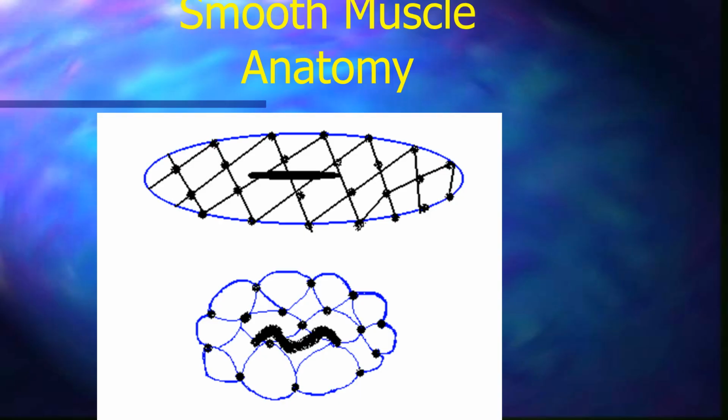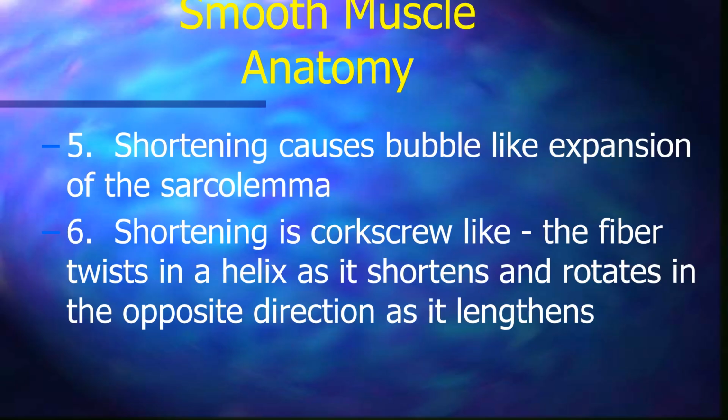Shortening causes a bubble-like expansion of the sarcolemma. The shortening motion is corkscrew-like, as the fiber twists in a helix as it shortens and rotates in the opposite direction as it lengthens. There are two main types of smooth muscle: single unit and multi-unit. Smooth muscle is much smaller than skeletal or cardiac muscle. It is organized into bundles or sheets and responds to various stimuli such as nerves, hormones, and mechanical stretch.